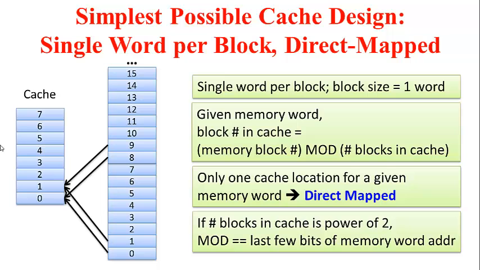Although in theory this is not necessary, in practice the number of blocks in cache is typically arranged to be a power of 2, so that the modulo operation is a simple extraction of a few bits of the memory word address. In this example, can you tell which bits of the memory word address will give you the cache block number? Since the cache size is 8 words, in this case, the last 3 bits of the memory word address are going to give the corresponding block location in cache.